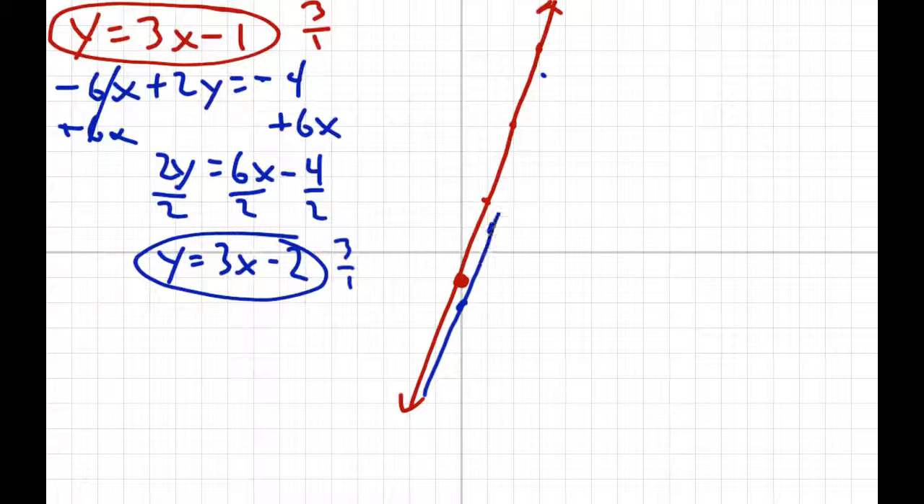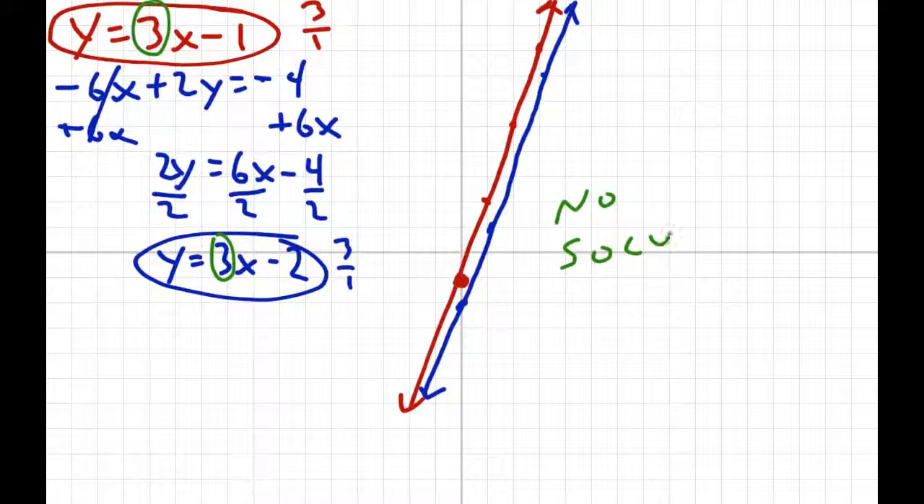And at this point, you're probably noticing that those two lines are parallel, even with my squiggly drawing. And you probably saw it already because the slope of both lines was 3. Since these lines do not intersect, then we have no solution. And that will happen. When you have parallel lines, they will not intersect, therefore you will have no solution.